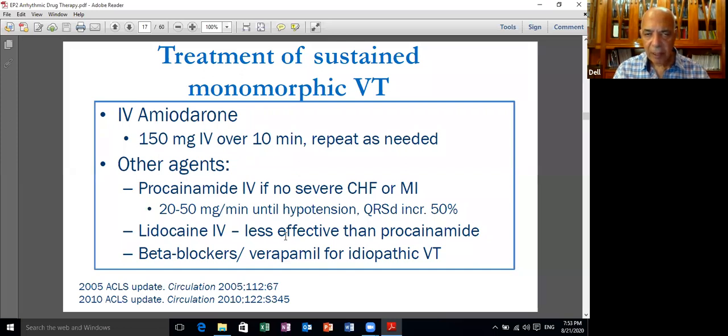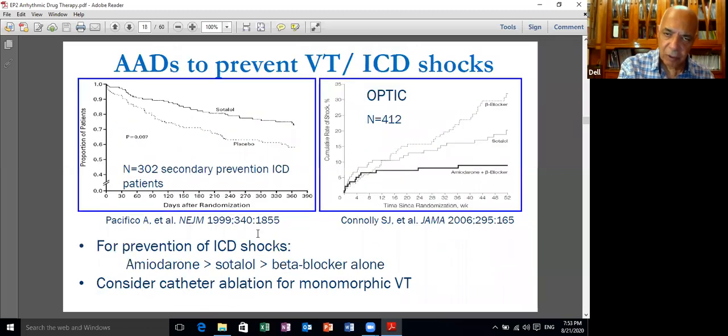In idiopathic ventricular tachycardia, like right ventricular outflow tract ventricular tachycardia, left ventricular outflow tract ventricular tachycardia, or fascicular ventricular tachycardia, Belhassen disease, we use beta blockers and verapamil in the treatment of these conditions.